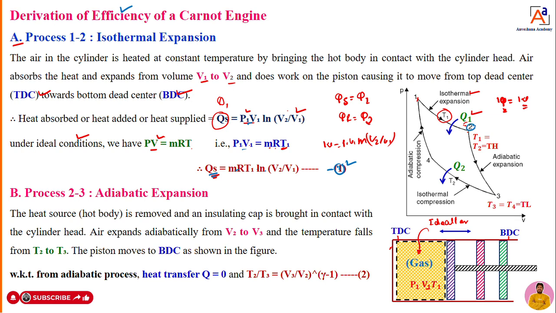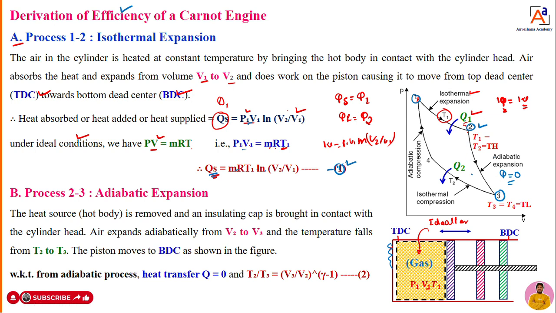Now I will move towards process 2 to 3. What is process 2 to 3? You are going to stop the heat supply and put an adiabatic wall. Heat is still inside the gas and the piston is still moving, so we can call it an expansion process, but there is no heat transfer from the system to the surrounding. That we can call adiabatic expansion. If there is no heat transfer, we can write Q equal to 0. When the hot body is removed and the insulating cap is kept, adiabatically the volume is going to change from V2 to V3.